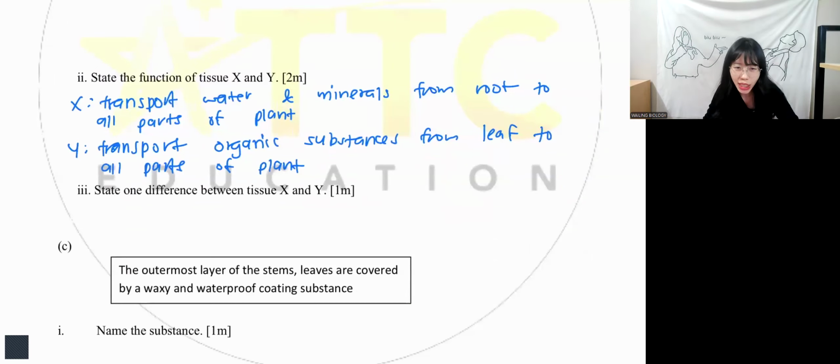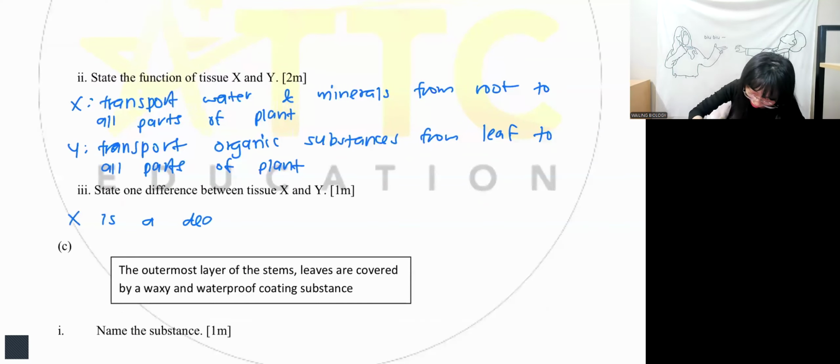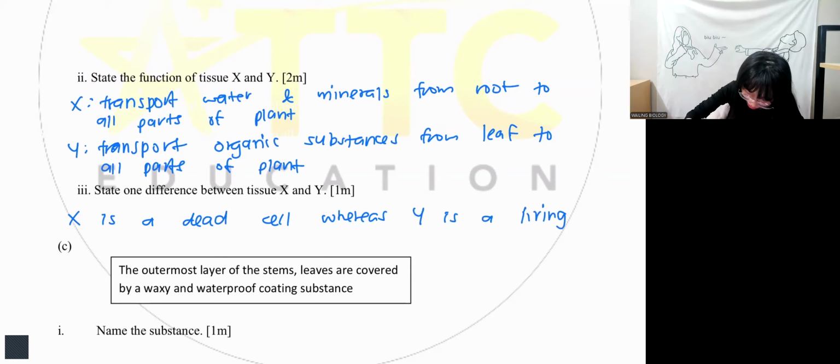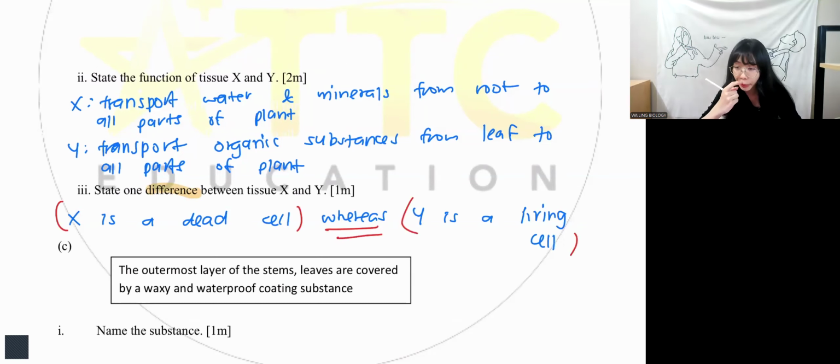Okay, state one difference between tissue X and tissue Y. Just now we learned another characteristic of xylem and phloem. Xylem is a dead cell, correct? And then phloem is a living cell. So X is a dead cell, whereas Y is a living cell. Whenever you write difference, you have to remember that you're going to write who is what, whereas who is what. In one sentence, X does not have cytoplasm, while Y has cytoplasm, also can. So dead cell, living cell. Usually dead cell, living cell is the common one that we write.